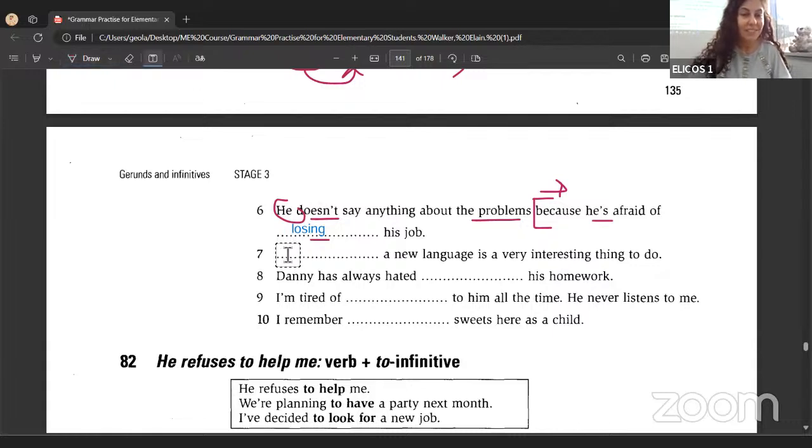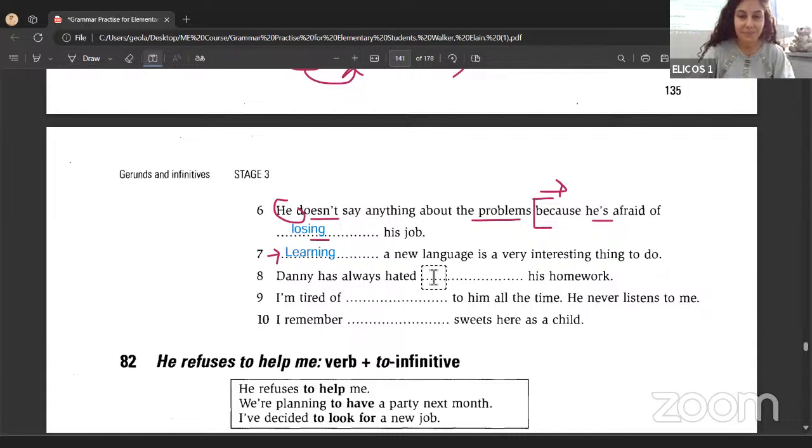Okay, good. Number 7. So again, we know the start of the sentence, we can use the gerund. Learning a new language is a very interesting thing to do. Okay, good. So remember we talked about when we start the sentence with the gerund, maybe it's because I'm trying to tell you about my experience or give you some advice. So you can see learning a new language, this action is a very interesting thing to do.